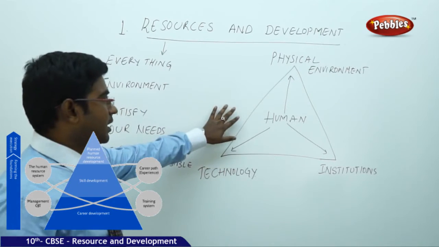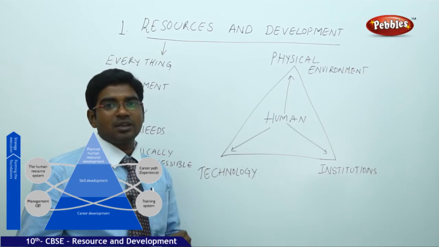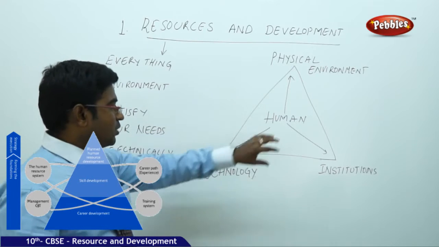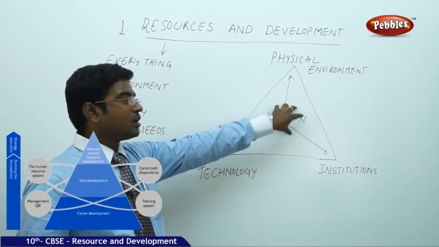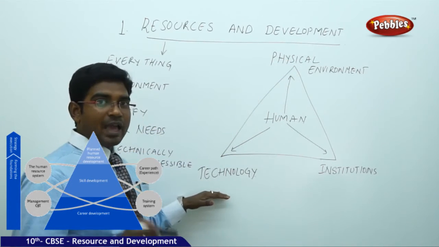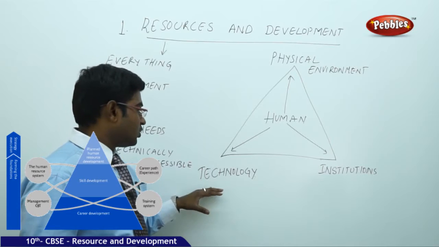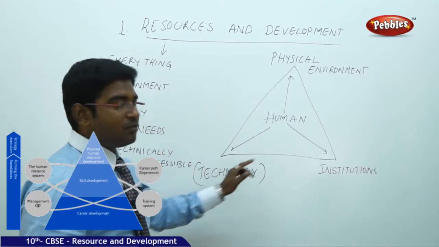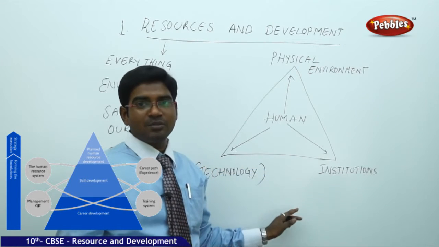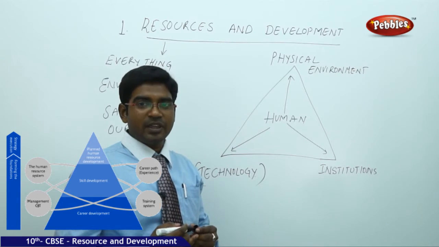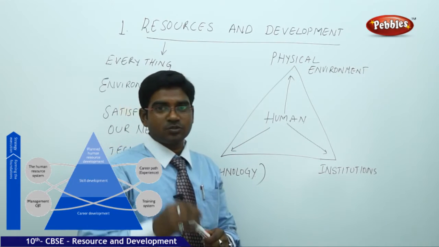Let us look at this triangle, then you can understand some picture of what is a resource. A resource is a thing which is under the human control, available in the physical environment. At the same time, if we have the technical knowledge to make that available for us, then we can use the institutions to develop the resources. This is a triangle of the resources which helps to explain the exact meaning of resource.